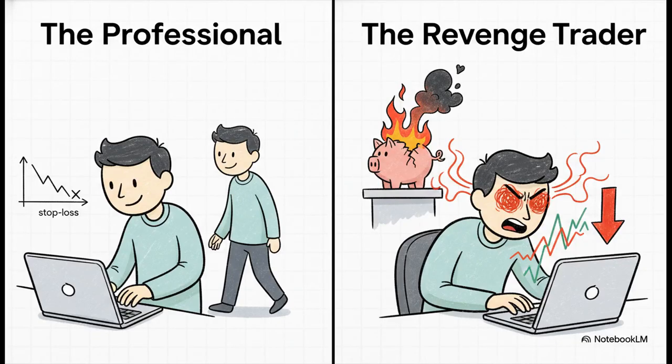And finally, the psychological rule. This one's all about what's going on upstairs. You have to accept that losses are just a normal part of doing business. It's going to happen. So when a trade hits your stop loss, you close it and you move on. You absolutely do not jump right back in to try and win your money back. That's called revenge trading, and it is the single fastest way to blow up your account.